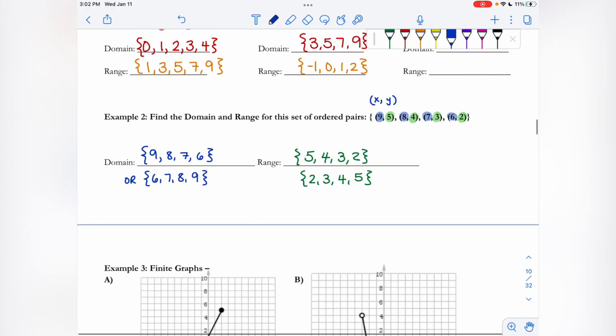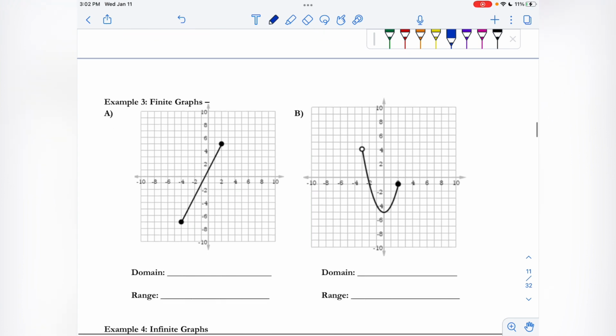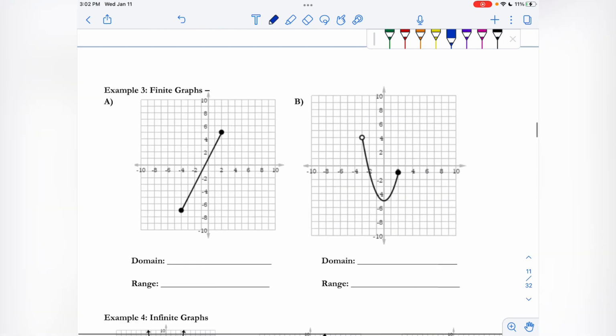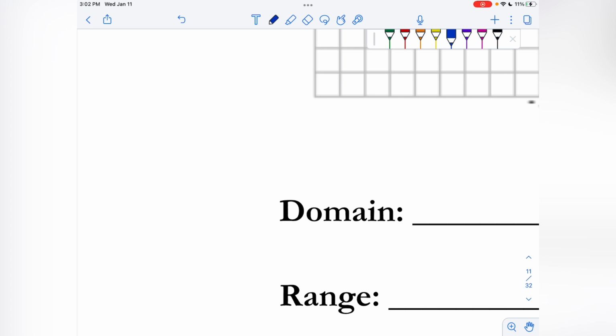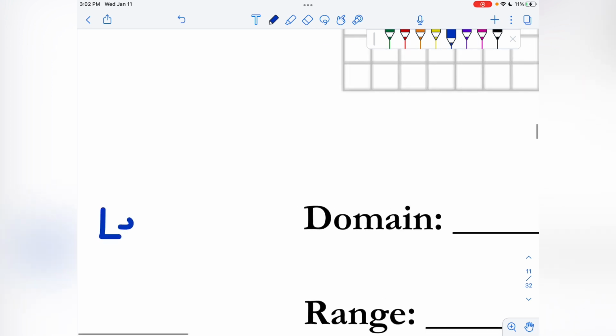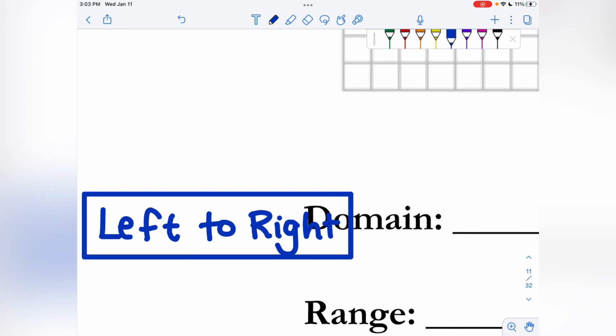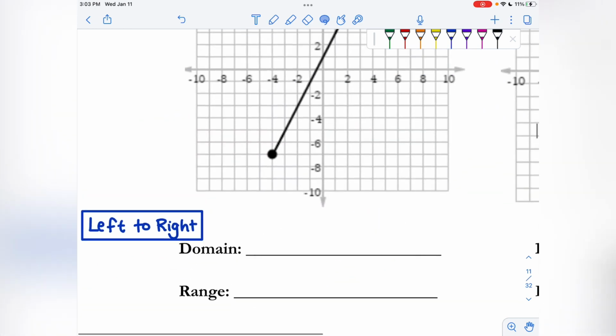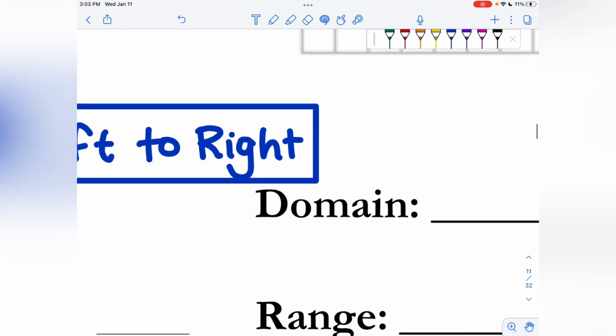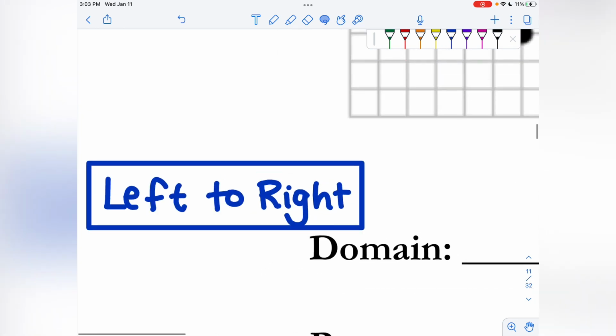Let's do some examples with graphs. The domain on a graph goes left to right. I want you to write that down. The domain goes left to right. And we have to use x values. Let's write that down as well.